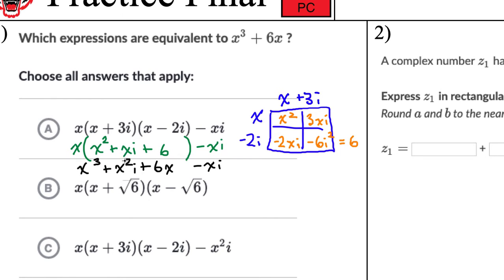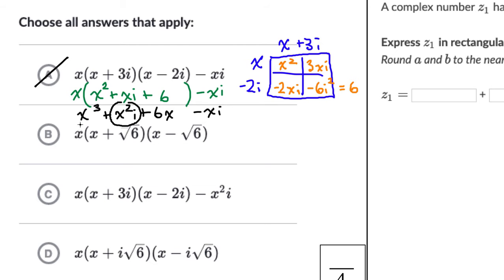That's a plus right there. But notice that this is an x squared i and this is a minus xi. Those two you cannot combine, which means that is not the answer. Again, the whole idea is I want to somehow subtract this x squared i to get to x to the power 3 plus 6x. So it's not A.